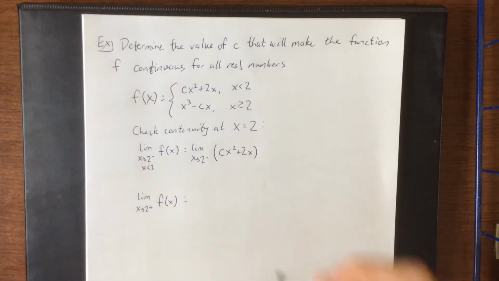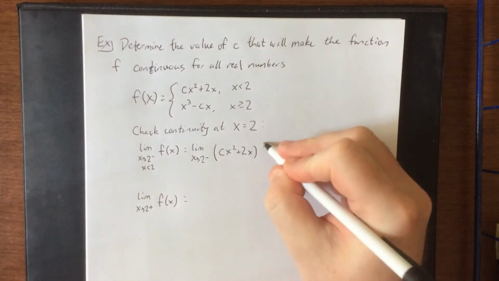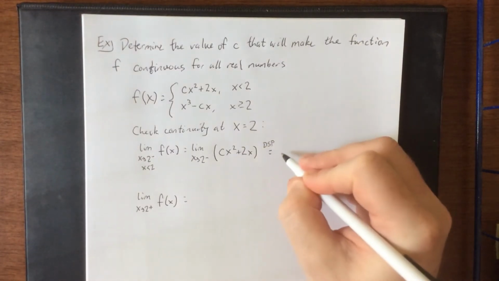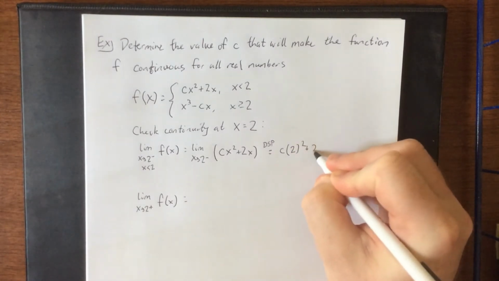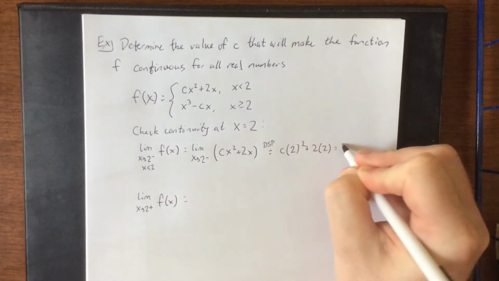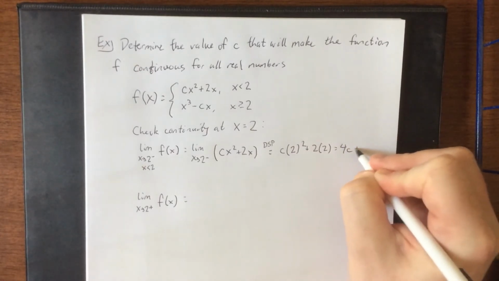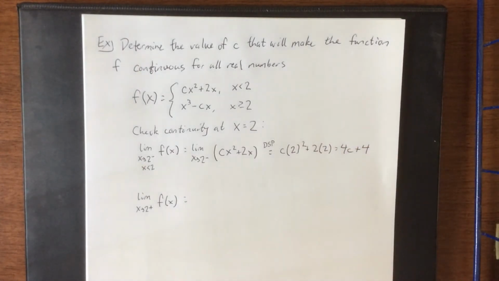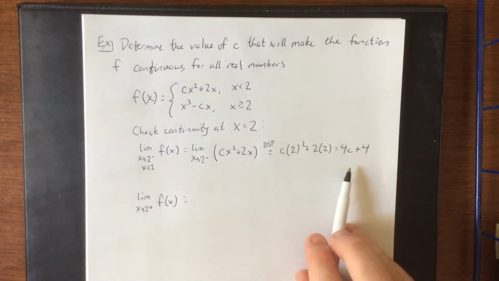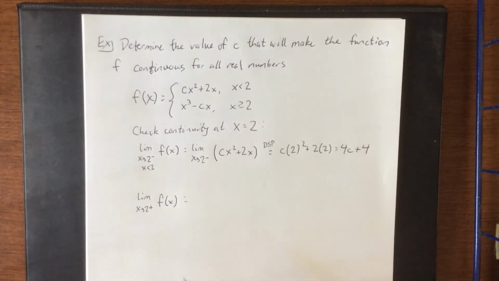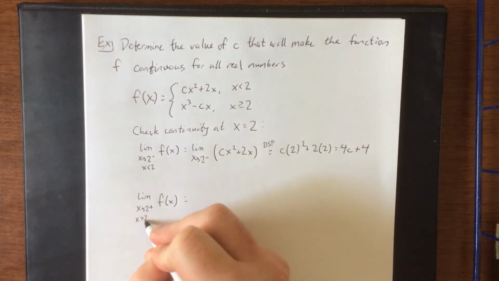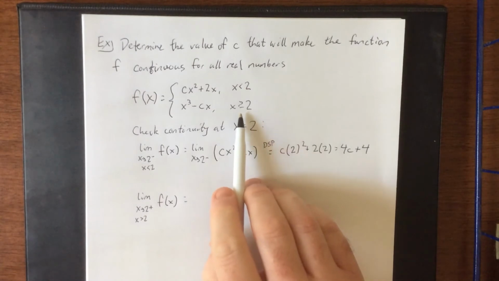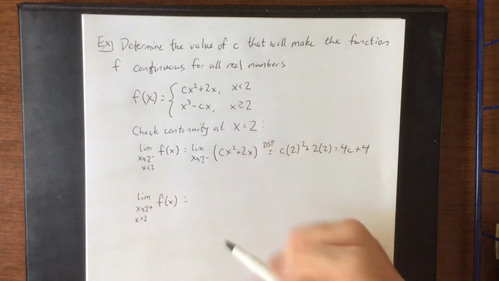Now because this is simply a polynomial function, we can apply the direct substitution property and say that this will be c times 2 squared plus 2 times 2, giving us the expression 4c plus 4. Now that's as far as we can take it for now, but we are going to compare it to the right-hand limit. For the right-hand limit, we're considering values of x that are simply greater than 2, which is why we're going to be using the bottom rule for this.